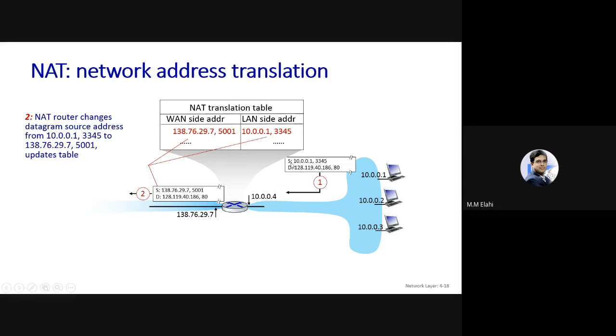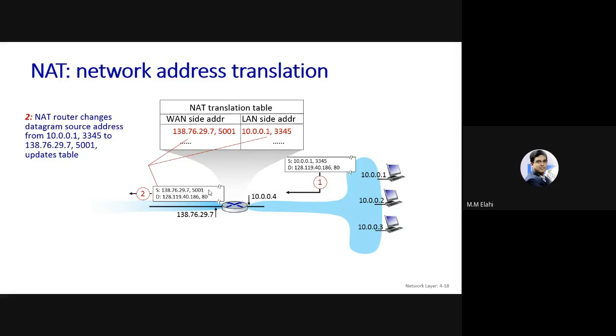With the private to public, also see the port number is changed. For the host, it was 3345. Now it is 5001. So my question is, why is this port changed? It could have been the same, right? 3345. Problem কি ছিল? Got the point? So why does the router change the port number? Got my question? Don't worry about the answer. Questionটা বুঝা গেছে কিনা? যে সোর্সের পোর্টটা কেন চেঞ্জ করা হয়েছে? আচ্ছা, just remember it.